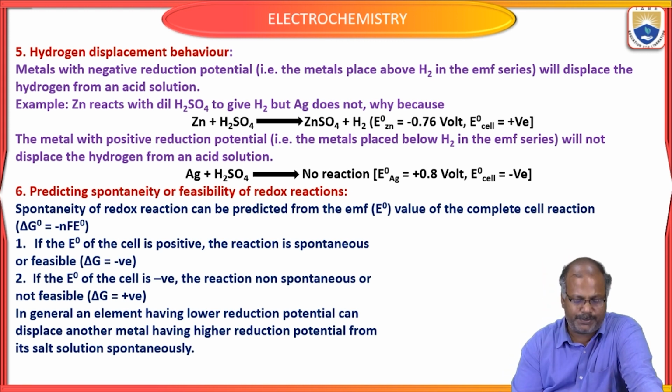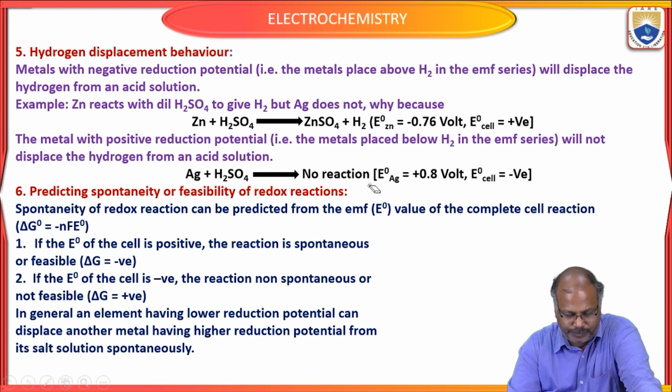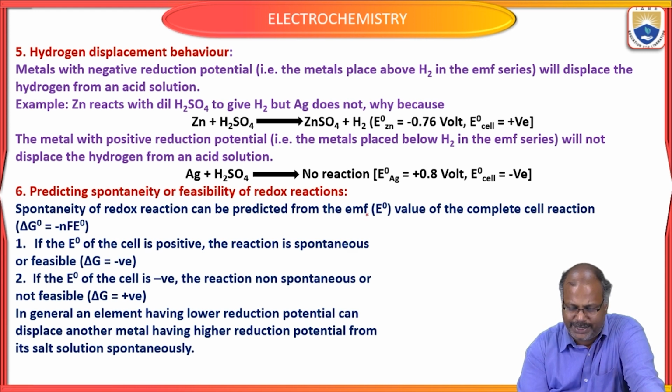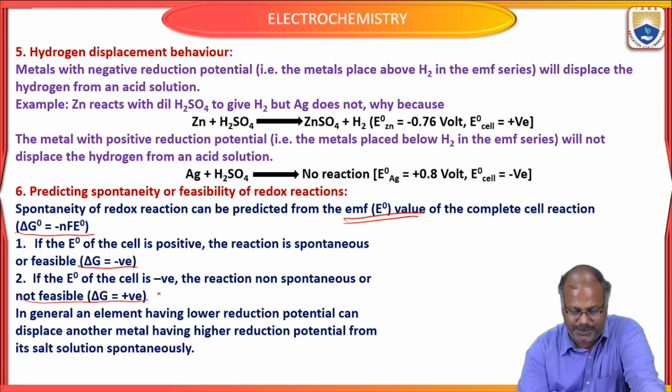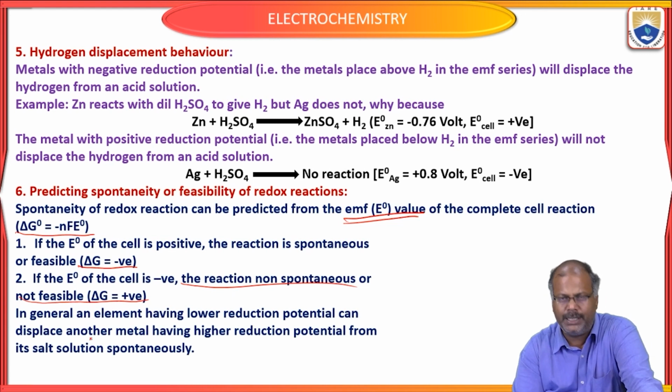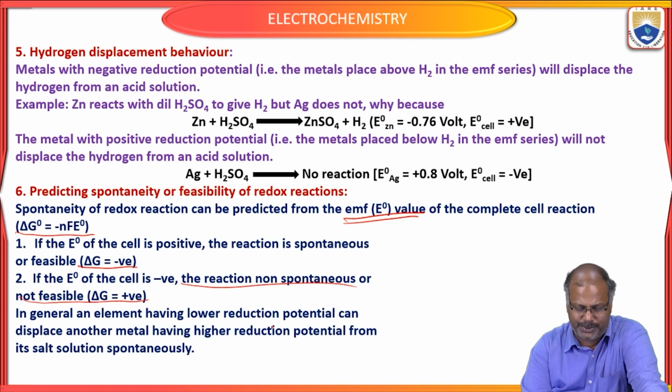Next application of the EMF series: predicting spontaneity or feasibility of a redox reaction. Spontaneity of a redox reaction can be predicted from E naught values. We have seen already delta G naught is equal to minus nFE naught. If E naught of the cell is positive, the reaction is spontaneous or feasible, because delta G will become negative. If E naught of the cell is negative, then delta G is positive, so the reaction is non-spontaneous or not feasible. In general, an element having lower reduction potential can displace another metal having higher reduction potential from its salt solution spontaneously. This we have also seen.